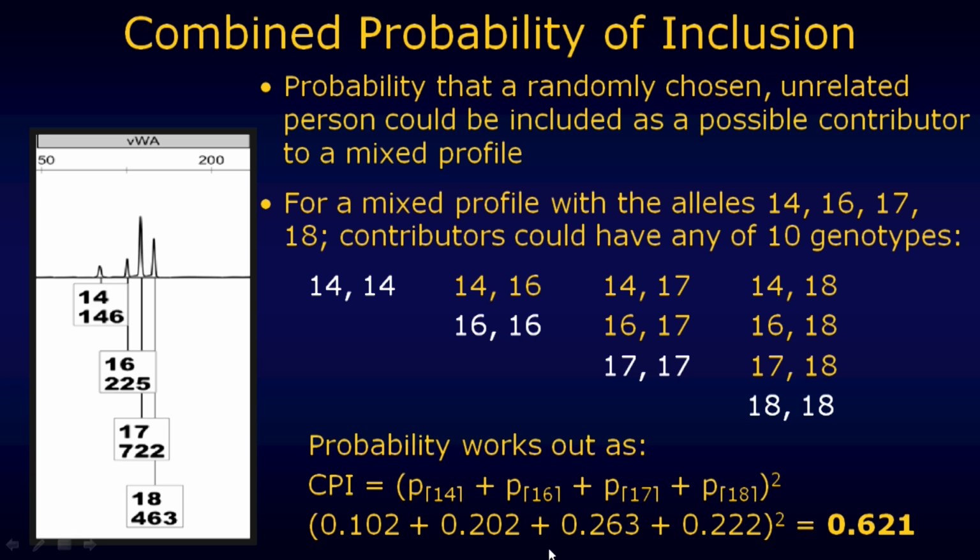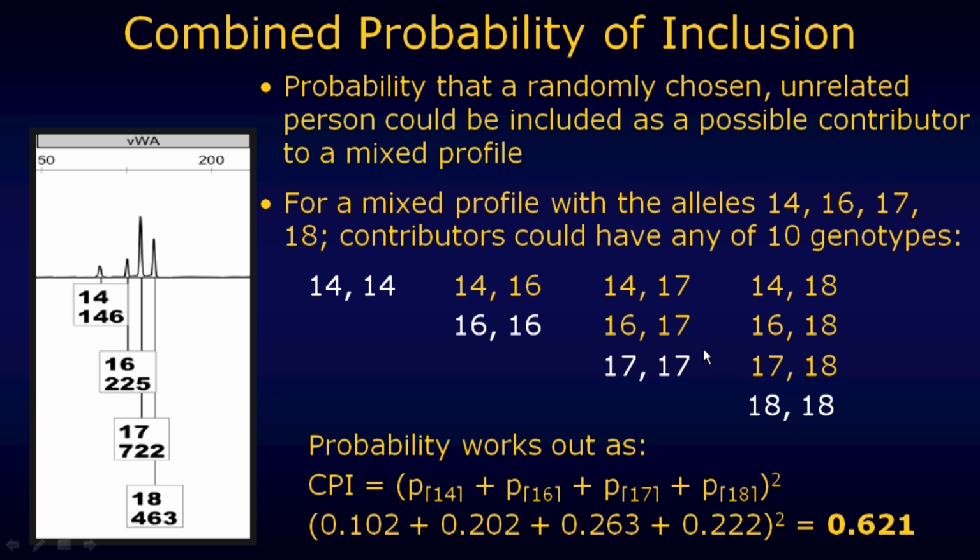So the math has actually been worked out here for this particular example. At the VWA locus within Caucasians, the 14 allele occurs with a frequency of about 10%, the 16 allele with a frequency of about 20%, the 17 with a frequency of about 26%, and the frequency of the 18 about 22%. Add those four values together, square the sum. You can check the math if you like with a calculator, and you get that answer: 62.1%. What does that answer mean?